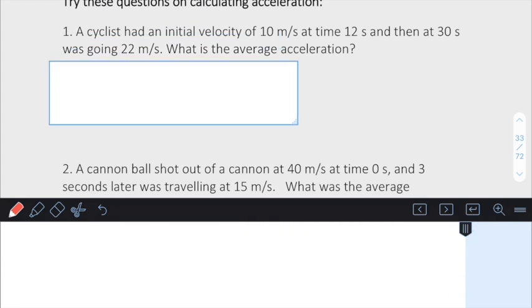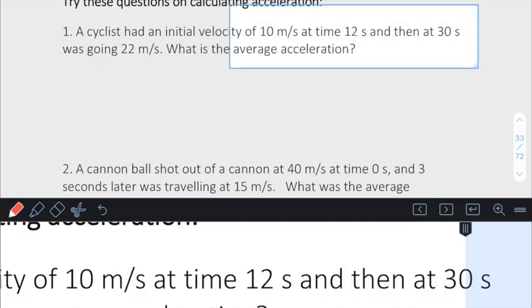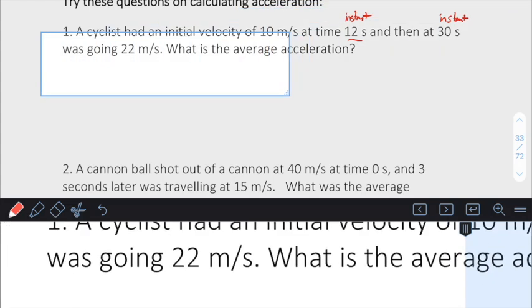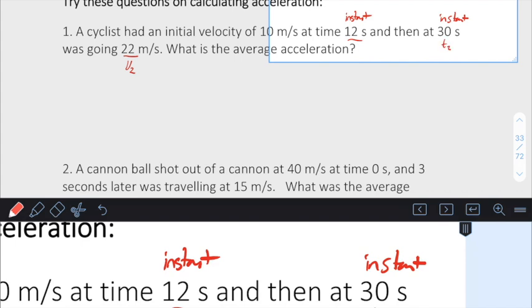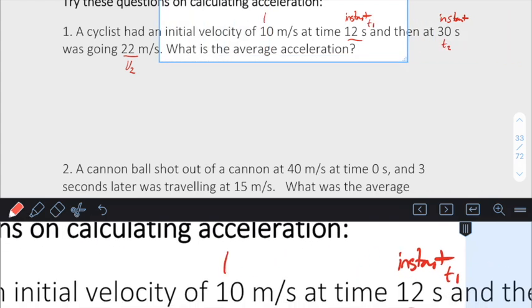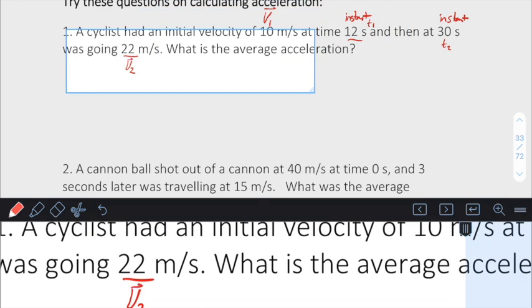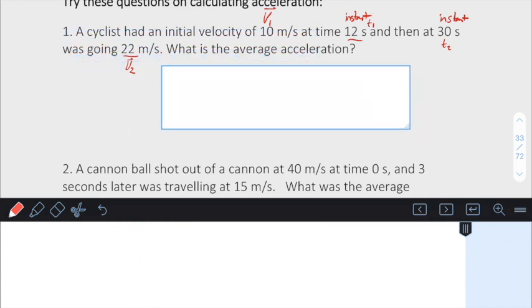So a cyclist has an initial velocity of 10 meters per second at time 12 seconds. That's an instant. And then at 30 seconds, this is instant 2, and at instant 2, the velocity was 22. So this is another velocity. We can think about this as velocity 2, this is time 2, this is time 1, and this is velocity 1. I guess they're positive values, so that's still vectors.